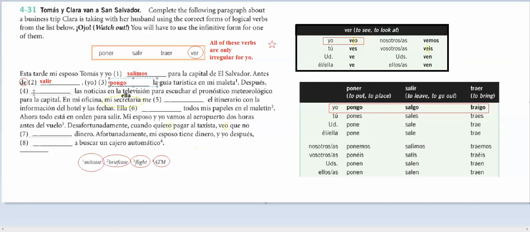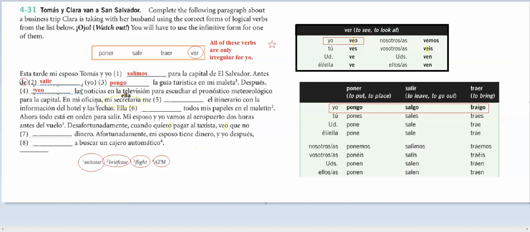Después, blank las noticias en la televisión para escuchar el pronóstico meteorológico para la capital. So afterwards, I something the news on the TV, I watched it. So that's going to be ver, and it's I who's doing the watching, so it's going to be veo. And remember, I've probably told you before, that when you're trying to find out who's doing the watching, who's doing the leaving, who's doing the putting, when it's a statement in Spanish, you look before your verb or before your blank. And if it is a question, you look after your verb or after your blank.